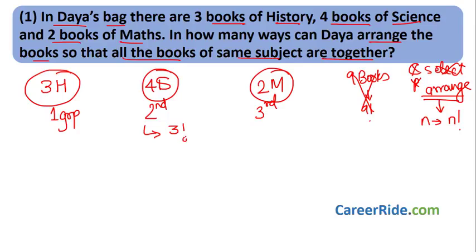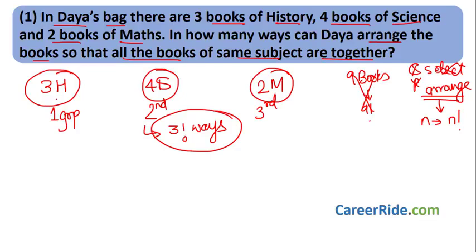Simple, 3 factorial ways. So whenever you are arranging the groups, what will happen? You can arrange them as 1, 2 and 3, or you can arrange them as 1, 3 and 2. So the entire group moves. Individual books don't move. So we are keeping all the books of the same subject together. Okay? 3 groups can be arranged in 3 factorial ways.